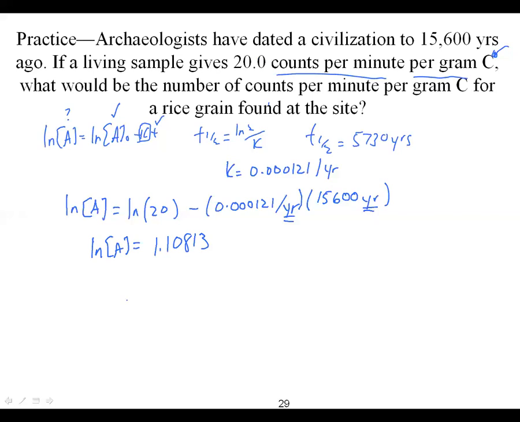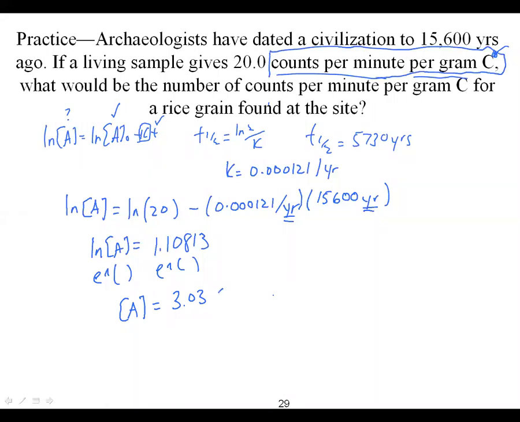And that will give us a final one here. If I hit the right button and not that button, try that button. There we go. Of 3.03. Now the units here are going to match our original units, which are these. So the units here would be counts per minute per gram of carbon.